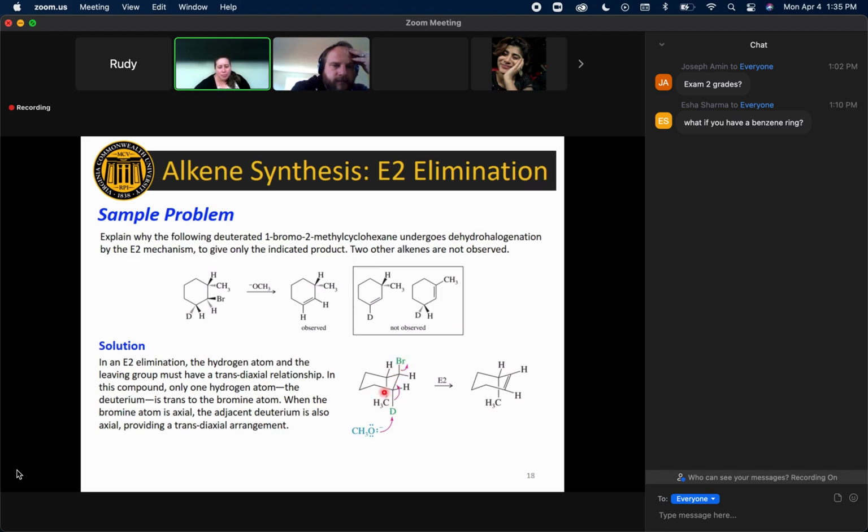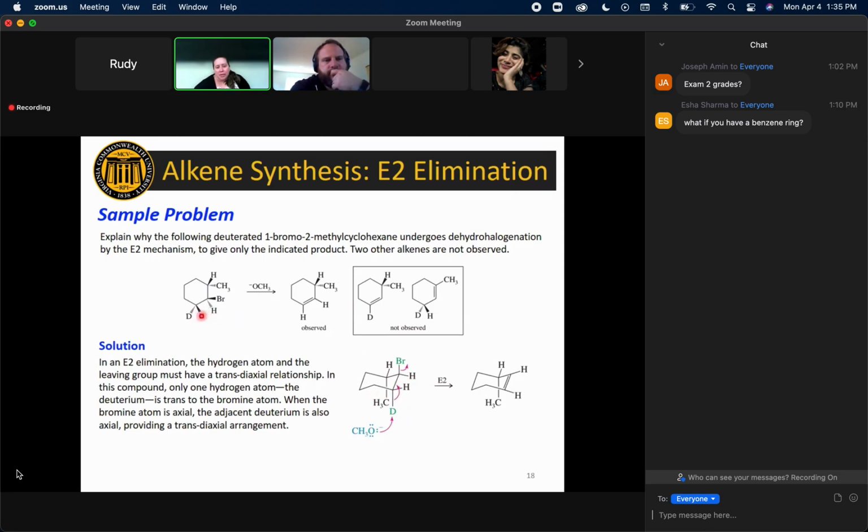But I can't deprotonate from this position because there's not a proton or a deuterium there, right? So the only position that I can deprotonate is the deuterium, which is indeed the reaction that occurs and the product that is observed, where the 2 substituents remaining on that double bond are both hydrogen atoms.